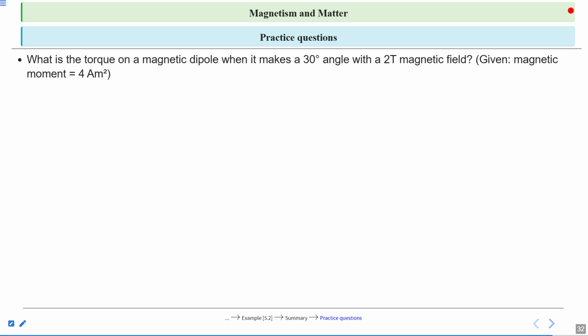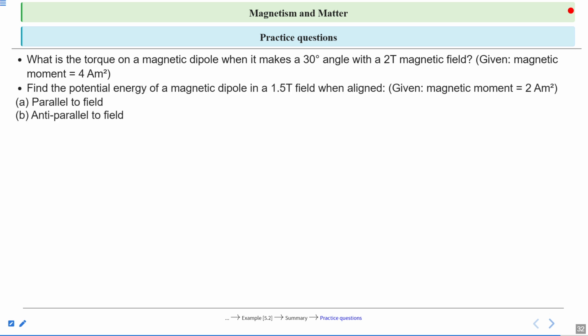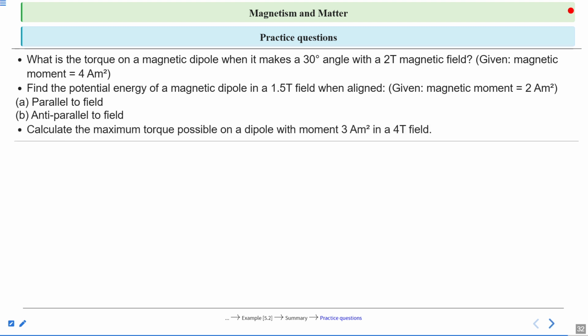There are some practice questions you have to practice yourself. What is the torque on a magnetic dipole when it makes a 30-degree angle with a 2 Tesla magnetic field? Given magnetic moment is 4 ampere meter square. Find the potential energy of a magnetic dipole in a 1.5 Tesla field when aligned. Given magnetic moment is 2 ampere meter square, when aligned parallel to the field and in part B anti-parallel to the field. Means theta is 0 degrees and second is 180 degrees.